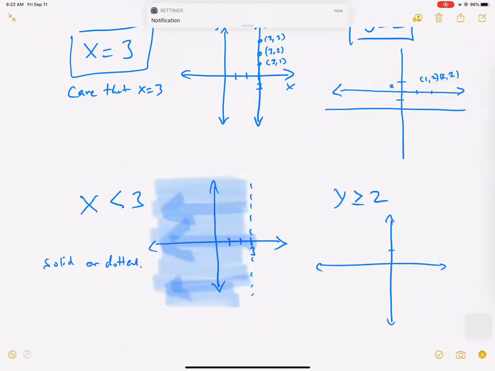So y is 1, 2. Ask yourself, is that solid or dotted? Okay. This is greater than or equal to. You might want to just say it out loud. This is greater than or equal to. That means this is a solid line on y is 2.